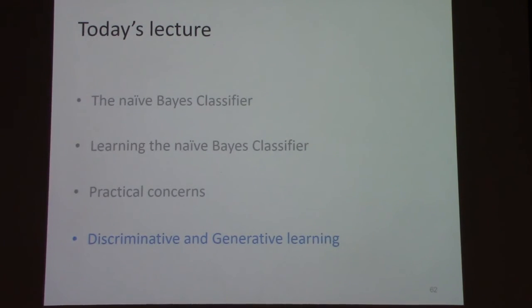Alright, let me step up the abstractness of this a bit and go to one of the most important concepts that exists in machine learning. It's the difference between discriminative and generative models.